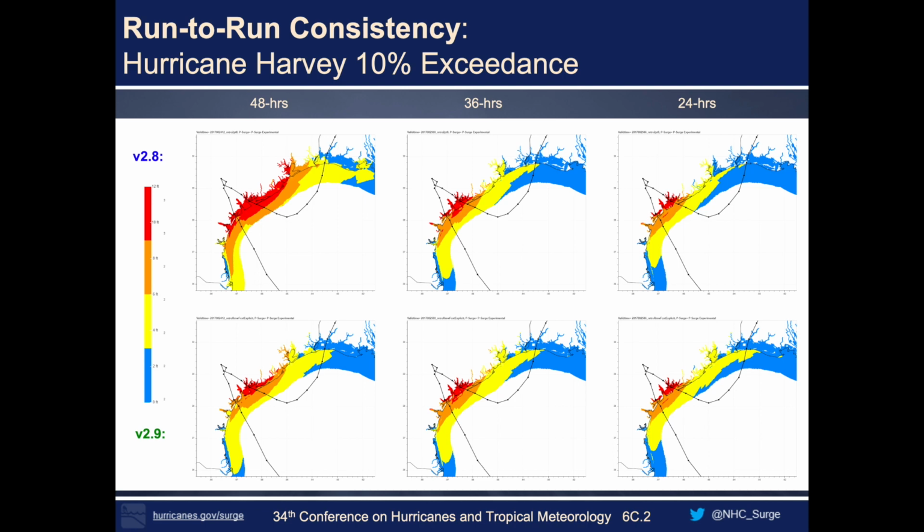So one of the other benefits of version 2.9 is the greater run-to-run consistency, especially in the 10% exceedance values. So these are 10% exceedance values for Hurricane Harvey at 48, 36, and 24 hours prior to landfall for version 2.8, which is shown on the top, and version 2.9 on the bottom. And you can see that between 48 hours prior to landfall and 36 hours prior to landfall, there's a big change in the 10% exceedance values. And when the guidance changes drastically like this, it makes it very difficult to communicate the risks associated with a particular scenario. So having greater run-to-run consistency is a huge benefit and something we look for in operations.